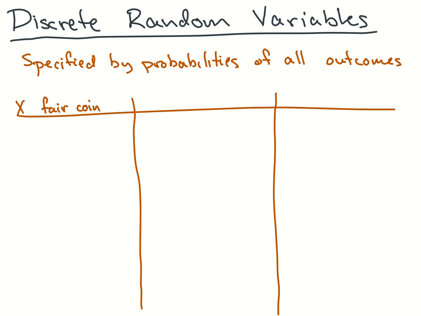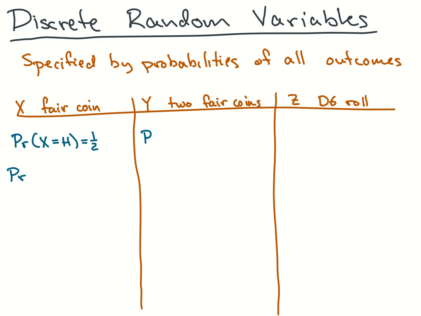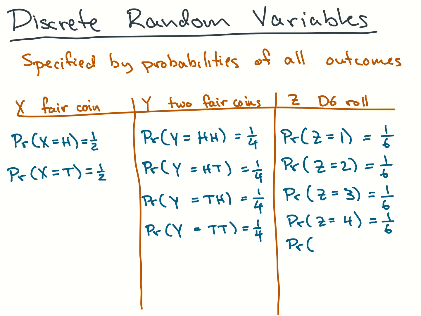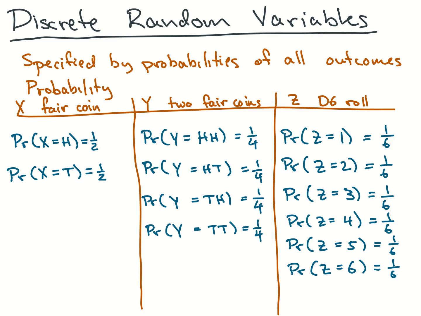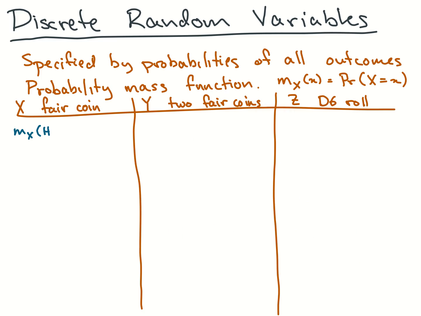Like if x is a fair coin, and y is a sequence of two fair coins, and z is the roll of a fair six-sided die, then I can specify all of these random variables like this. The probability mass function of a random variable is the function mapping outcomes to the probabilities of those outcomes. This is just a different notation for the same information expressed before.